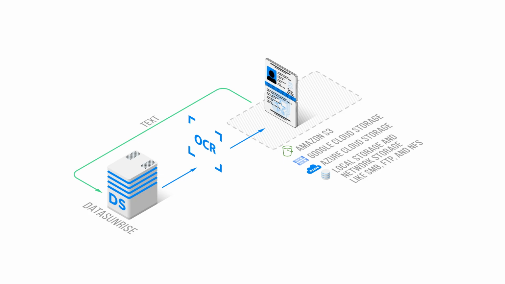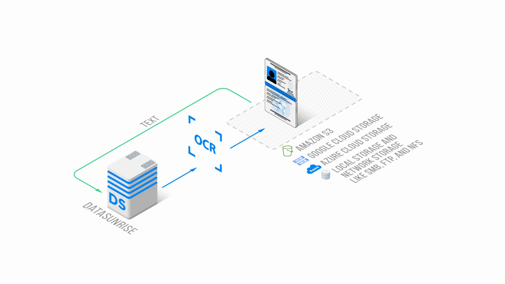OCR, or Optical Character Recognition, is a powerful technology that identifies and extracts text from images. It enables systems to process and interpret information from scanned documents, like images of identification cards, credit cards, and invoices, making it easier to analyze the textual data for further usage. Therefore, data discovery has an OCR feature in DataSunrise.